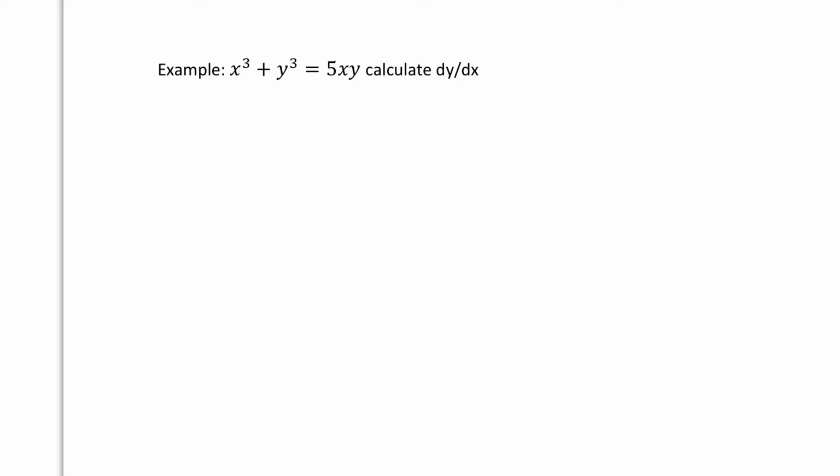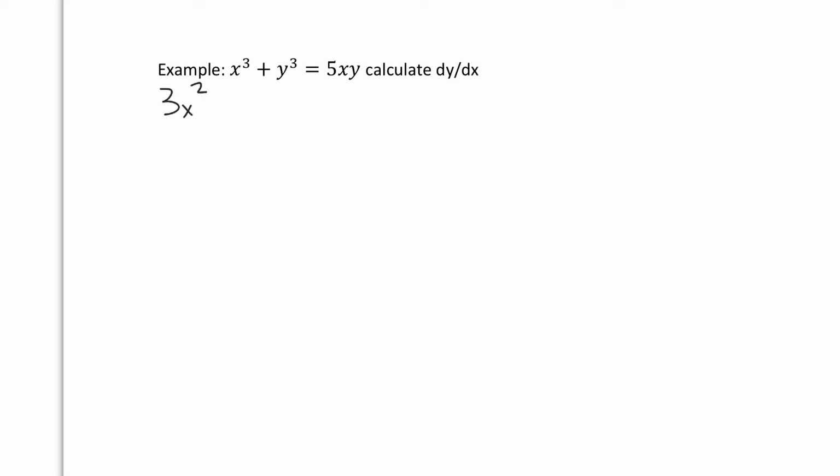Suppose we want to calculate this derivative. Hey, it looks like that question we were just trying to solve. How could we do it with implicit differentiation? Well, the first step is to do the derivative. So what is the derivative of x cubed? It's going to be simply 3x squared. What's the derivative, though, of y cubed?